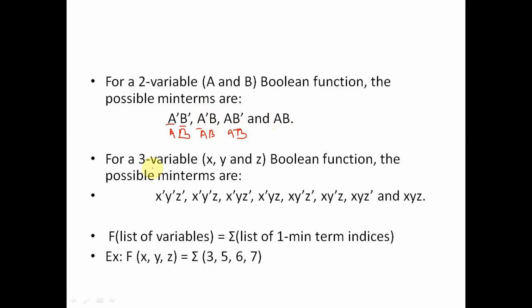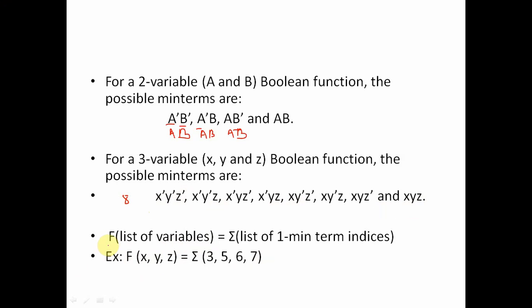If three variables, here I am taking X, Y, Z. In these three variables, how many possible min terms are there? First one is X bar, Y bar, Z bar. Second one is X bar, Y bar, Z. Three variables means 8 combinations are present, and by using 8 combinations there are 8 min terms present here.